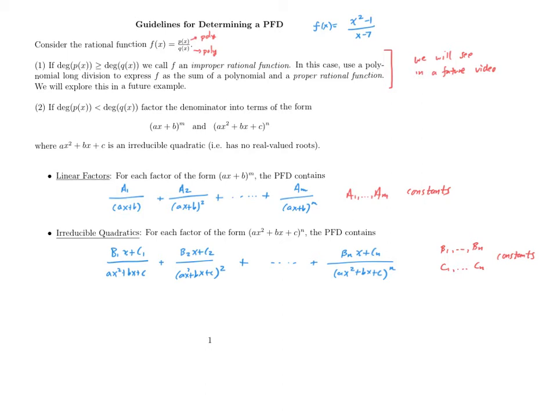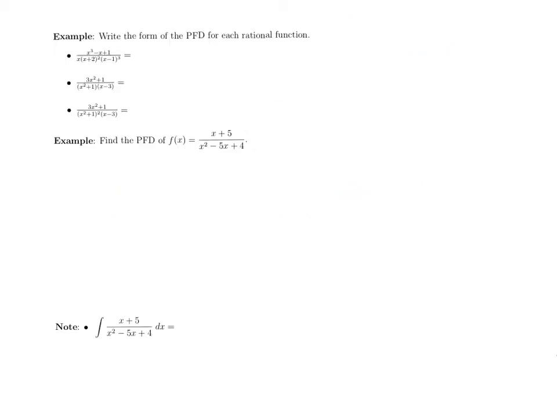So let's work our way towards some concrete examples. When it comes to finding the PFD of a rational function, the first step is always going to involve writing out the form of the PFD. So let's go through a couple examples, and I think seeing something concrete will definitely help formalize what we had on the previous page. So looking at our first bullet, notice this is a proper rational function.